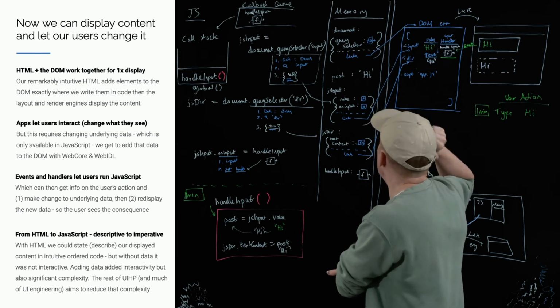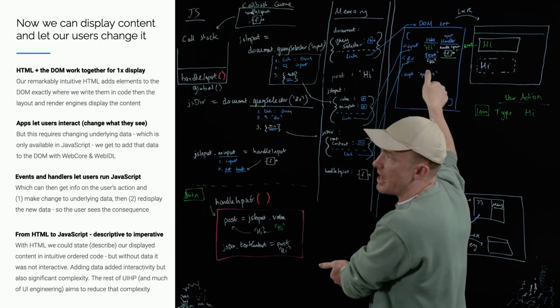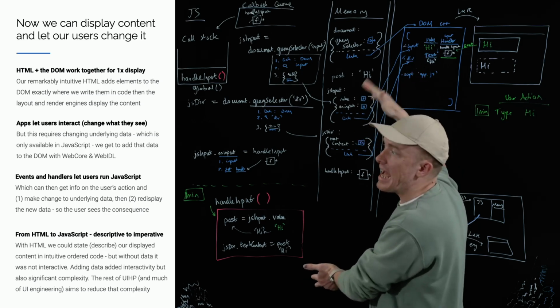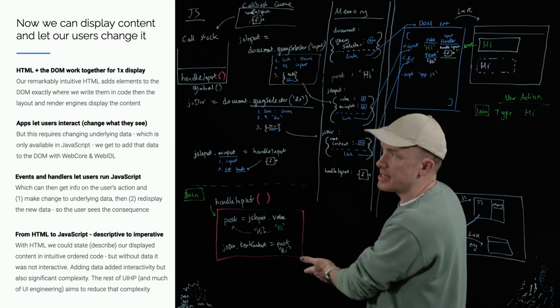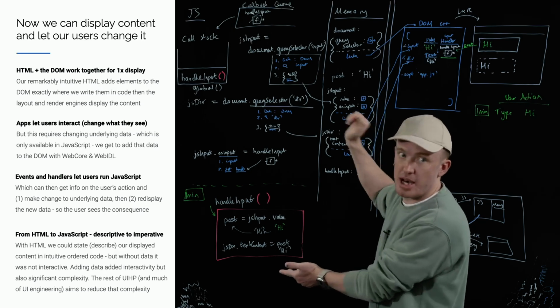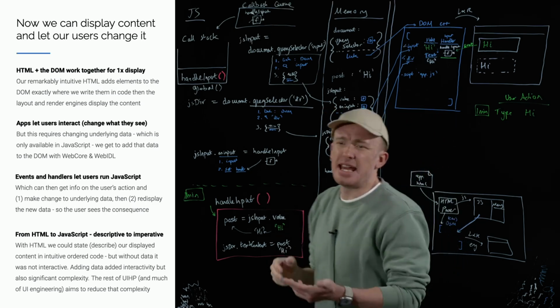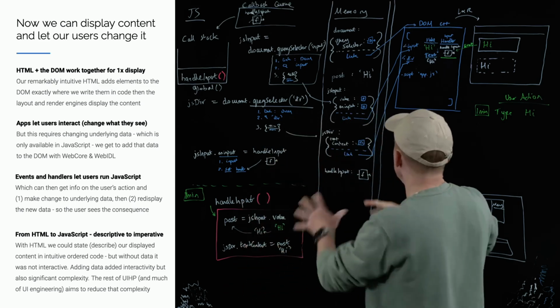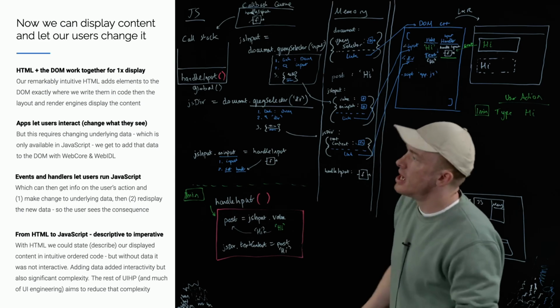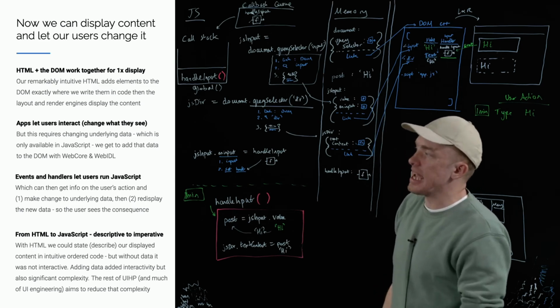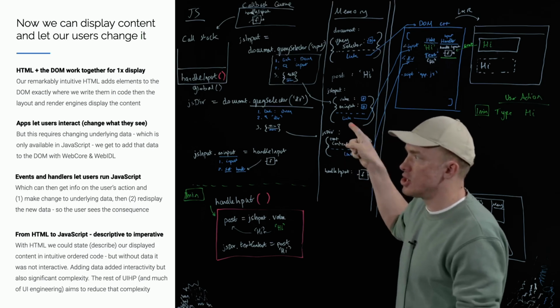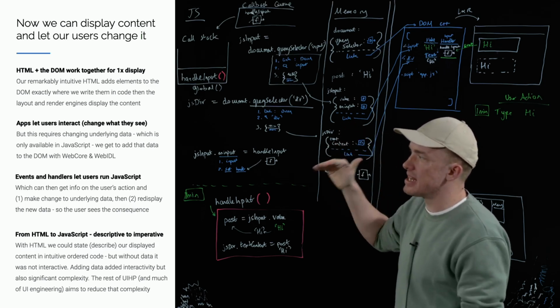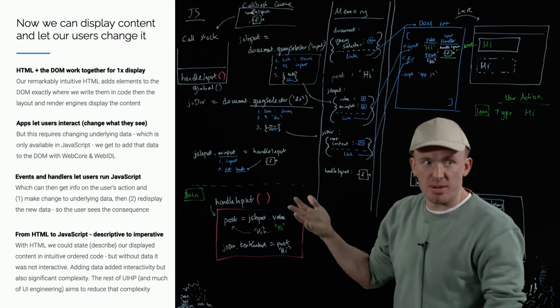So we are able to access that with the help of the DOM API as laid out in the interface description language known as WebIDL. But those are just name details. It's quite nice to know that framework, but we can see it here. Users, though, can take action and affect code in JavaScript. I love that. Events and handlers let users run JavaScript.